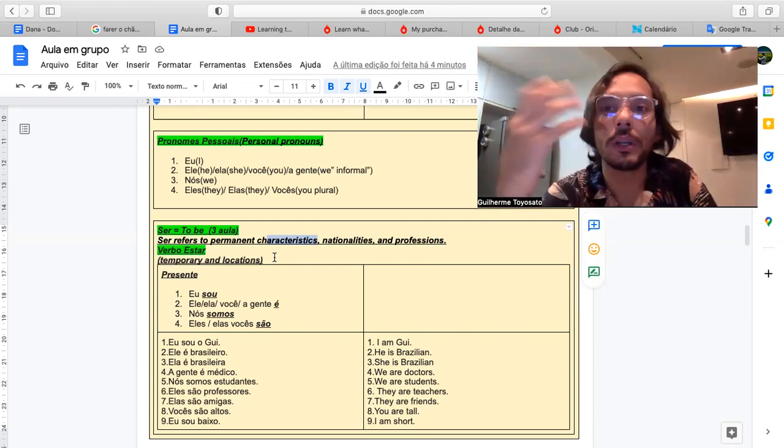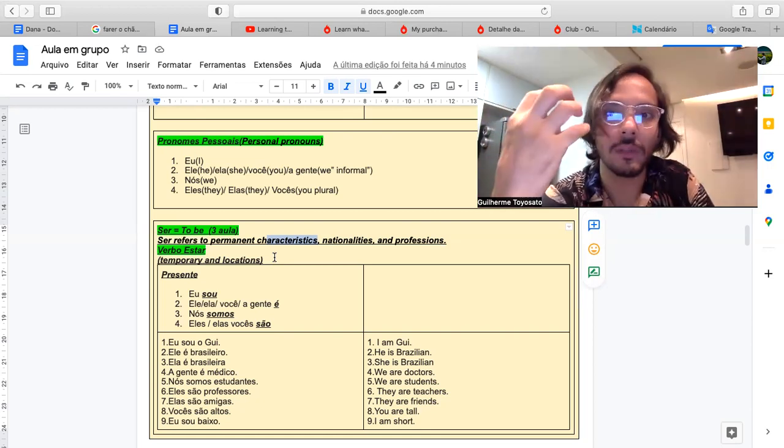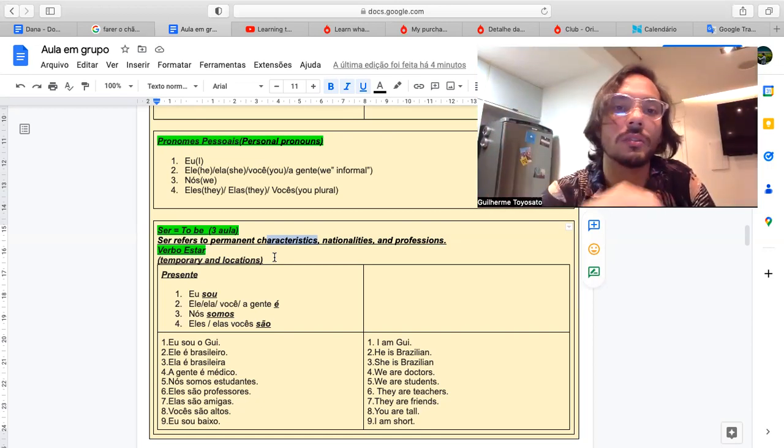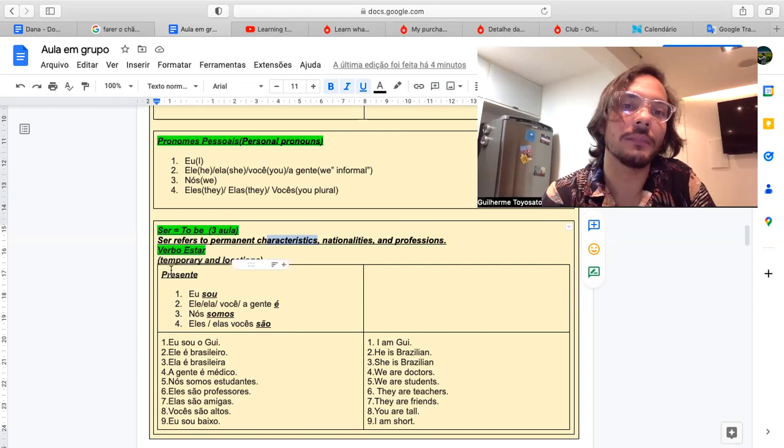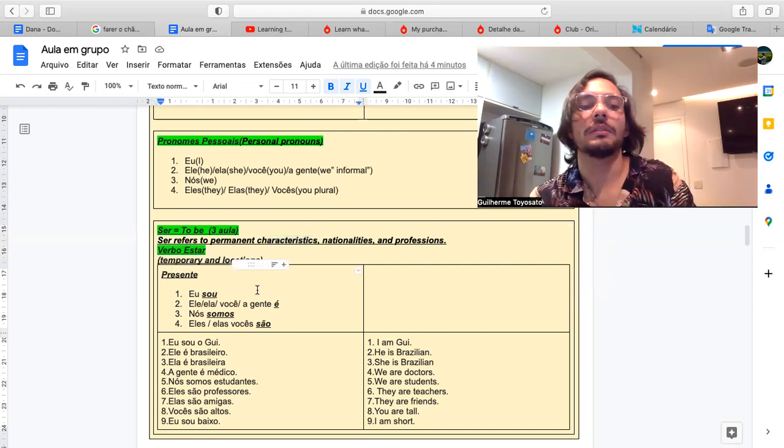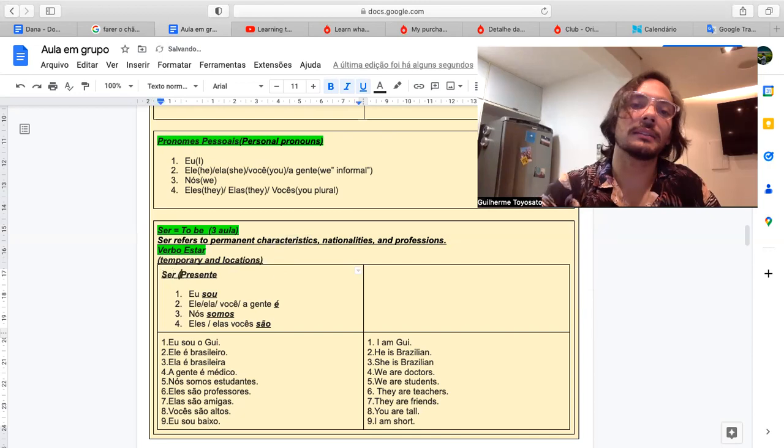Here we're going to see the conjugations. First, we're going to start with the verb ser, present tense.